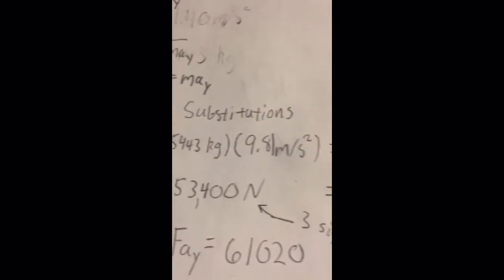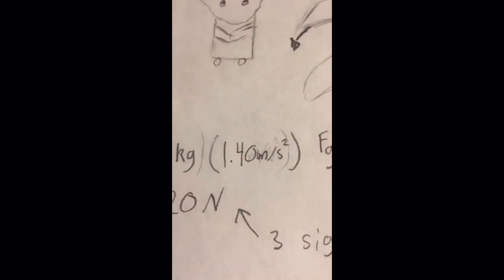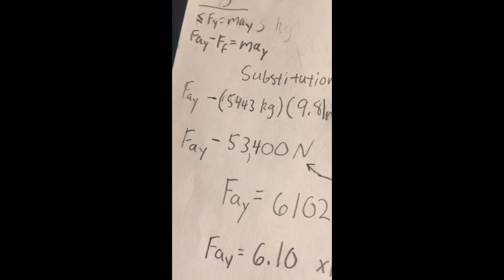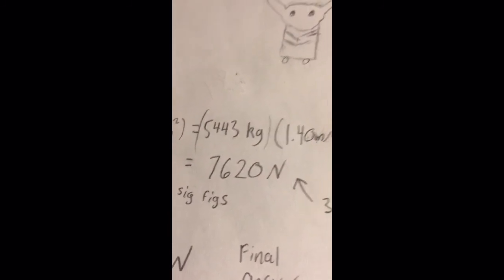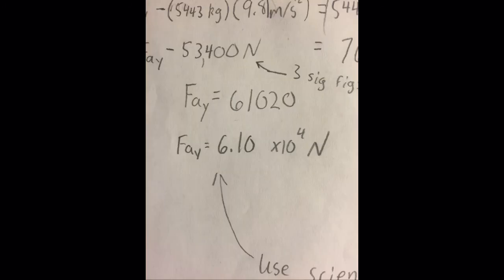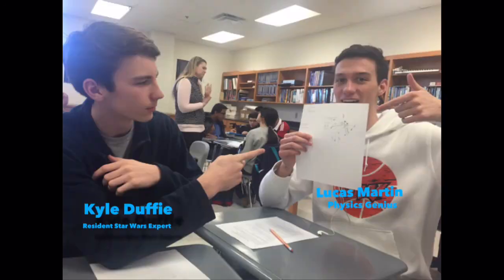When we substitute our givens into the equation, we find that force applied on the y-axis minus 53,400 newtons is equal to 7,620 newtons. This leaves us with force applied on the y-axis is equal to 61,020 newtons, or 6.10 times 10 to the 4th newtons when you put it in scientific notation to get 3 sig figs.